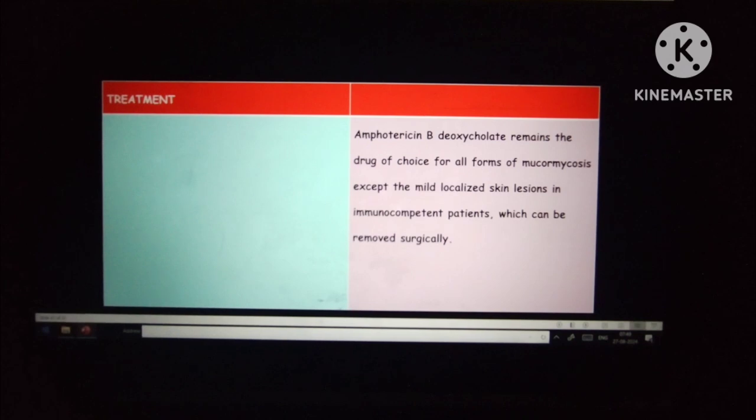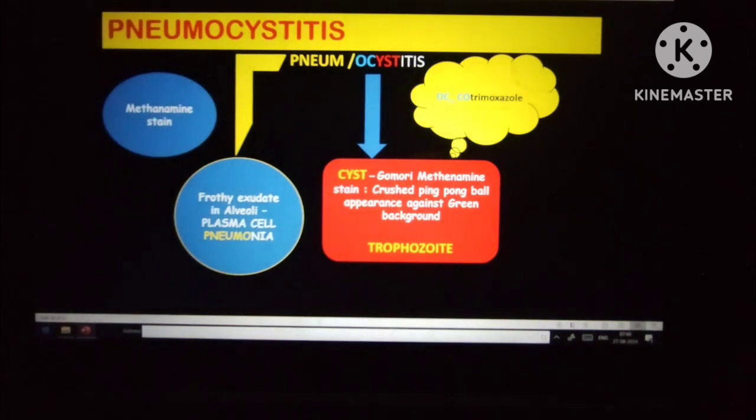For treatment, always remember, for Mucor it is amphotericin B. If it is mild or can be removed surgically, that can be done, but the drug of choice here is amphotericin B. So coming to the next, it is Pneumocystis.